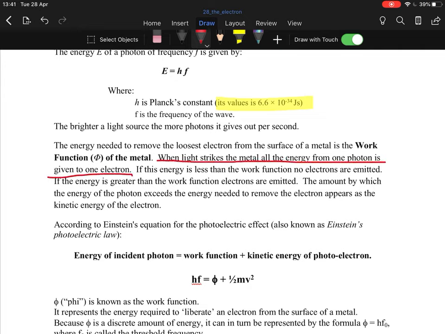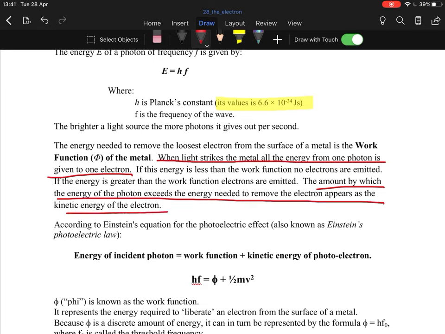Oh yeah, here. So what's happening in this? When the light, this is important, strikes the metal, all the energy from one photon is given to one electron. Okay? So therefore, if it's at the work function, that electron will now have the energy to jump. Okay? That's it. All right.